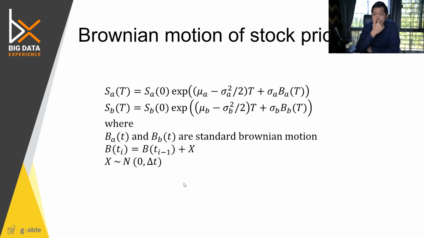This is the Brownian motion. Change of the random walk, the change of the current position depends on the previous position plus random, right? So that's for this one. Okay. For this, this is the starting price. The price at a certain time can be calculated from this, the exponential here.